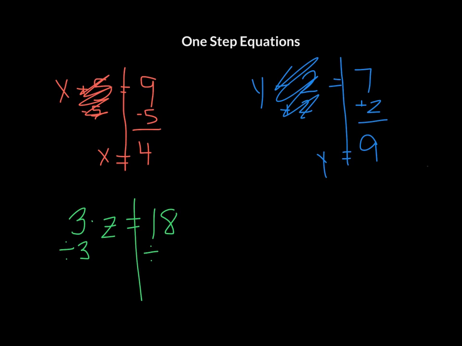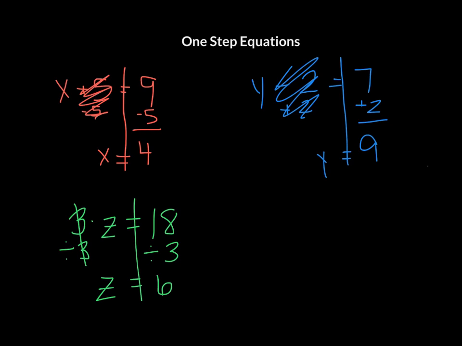So if I divide both sides by 3, this 3 really goes away. I'm going to cross it off. So I'm just left with the z here. 18 divided by 3 is 6, which means 3 times 6 has to be 18.